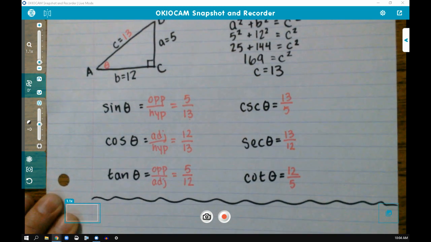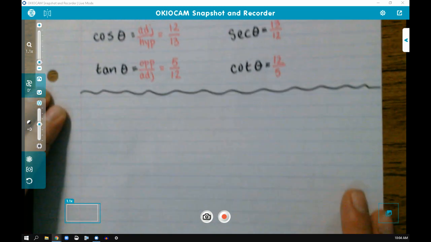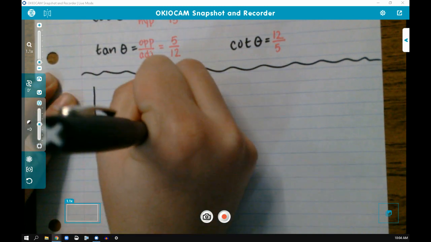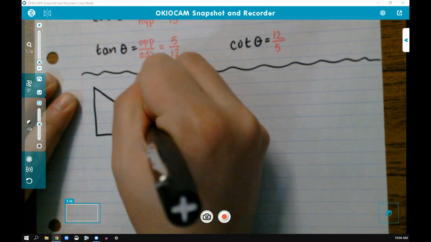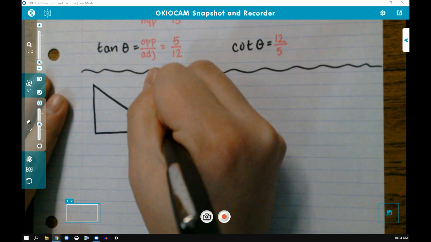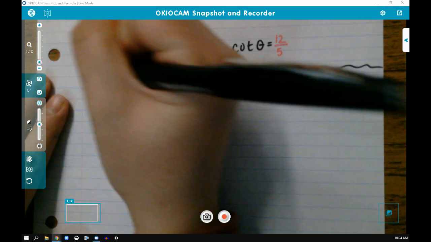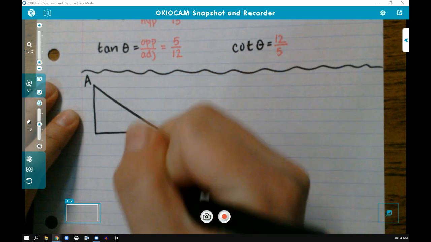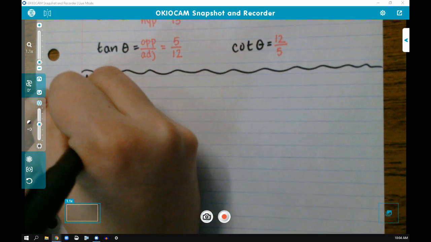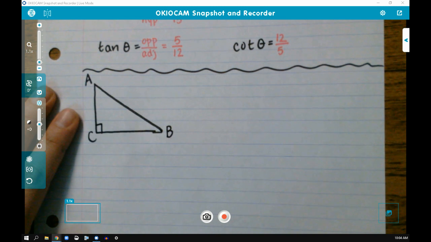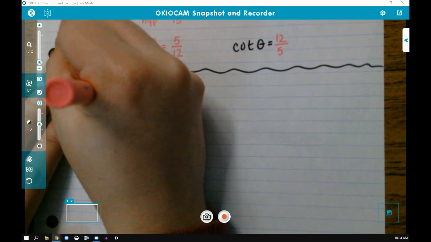Here's what we know about this triangle. I'm going to draw this triangle the opposite direction. Crazy. This is going to be my angle A. This is going to be my angle B. This is my angle C, which is my right angle. We are again going to be finding all of our trig functions of angle A.